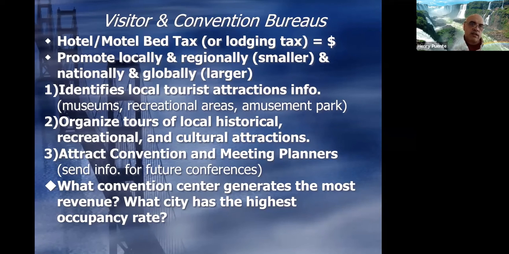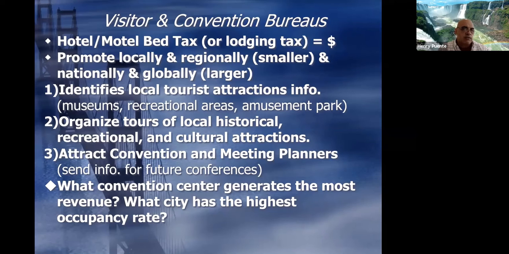It's going to the visitors and convention bureaus. It might go to something else as well, but essentially you're being taxed for being a tourist by that particular city, and that city is going to use that tax money for the visitors and convention bureaus or something else. And so what the Visitor and Convention Bureau does, at least the smaller ones, they promote local tourist attractions or they promote regional tourist attractions.